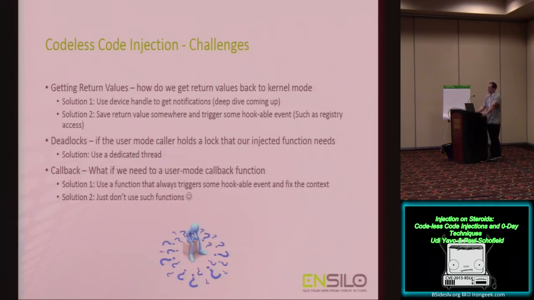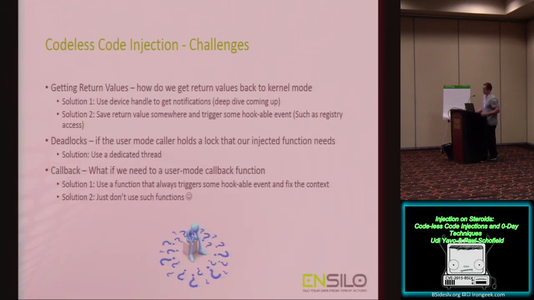But first, we have a few challenges we have to solve in order to make this thing work. First, we need to be able to get return values back to kernel mode, so we are able to react to things that happen in user space. The first solution, which I'll dive into later, is to use the device handle in order to get notifications. I'll explain it in a moment. Another possibility is to trigger some hookable events, such as registry access, wait for it to happen, then grab the return value from somewhere, and fix the context. This is harder to do, and we didn't go that way.